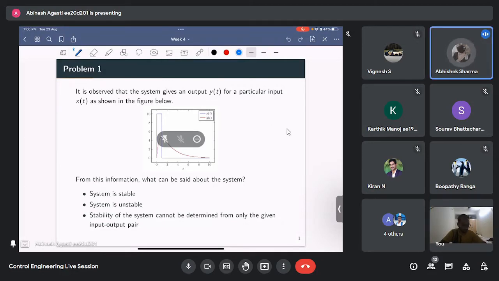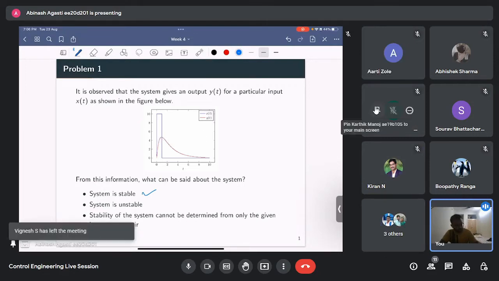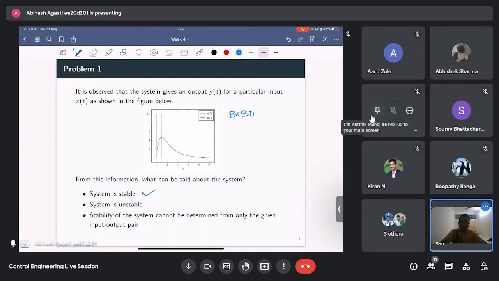System is stable because output is bounded. So you are saying that the system is stable. Any other answers? So everyone agrees that this system is stable? Yes, sir. Okay. So can someone tell me the definition of stability in the BIBO sense? Bounded input, bounded output? Yes sir.